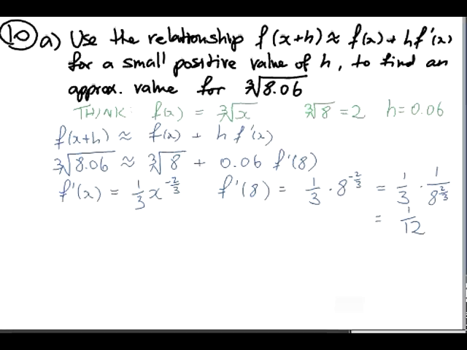So therefore, cube root of 8.06 is roughly equal to, right, what we said before. So just using this line here, cube root of 8 is 2 plus 0.06 times 1 on 12.